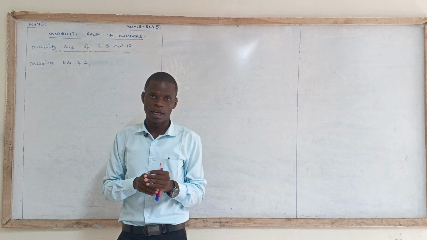When can we say a number is divisible by 5? When can you tell somebody that this number is divisible by 5? So once we know that, that is leading us to the divisibility rule of 5, telling when a number is divisible by 5. Or we can say the divisibility test of 5.